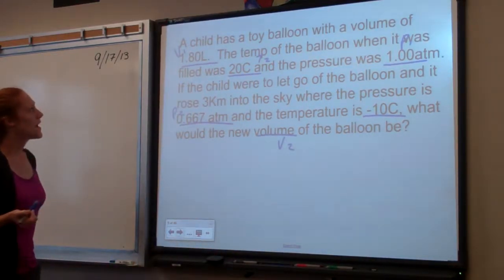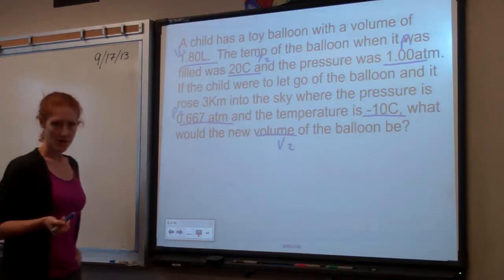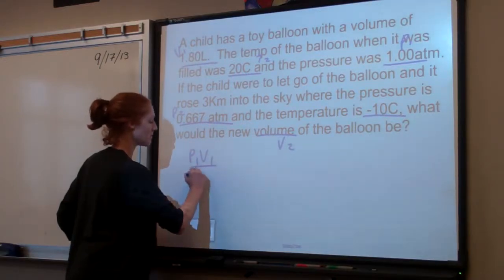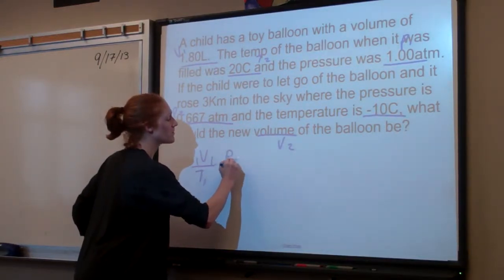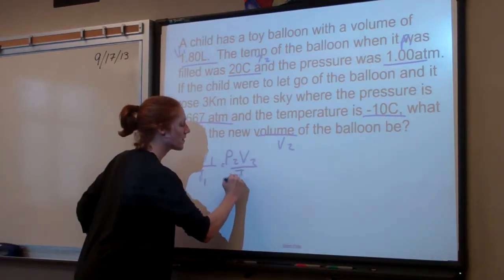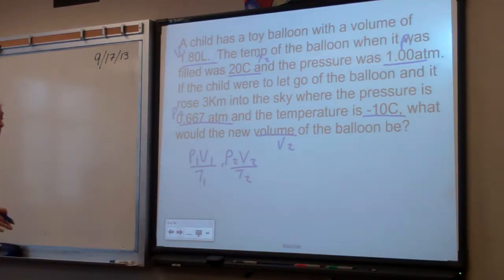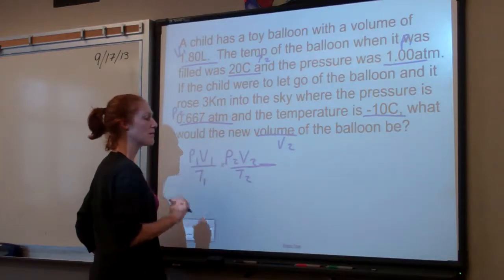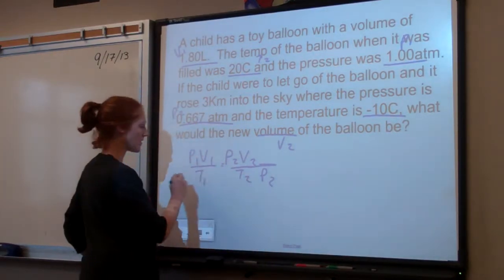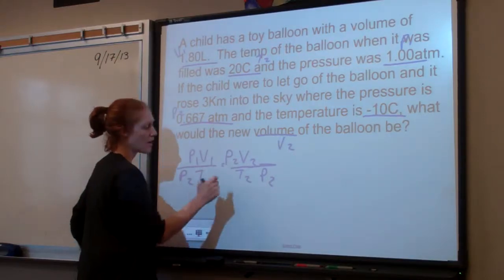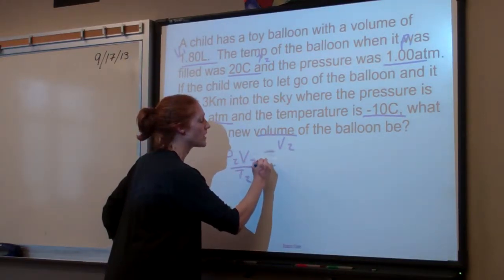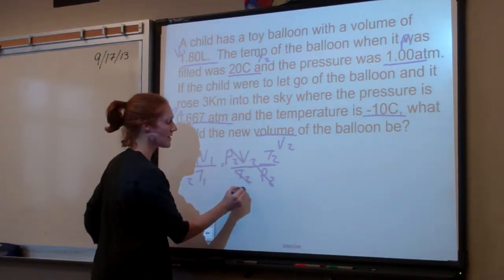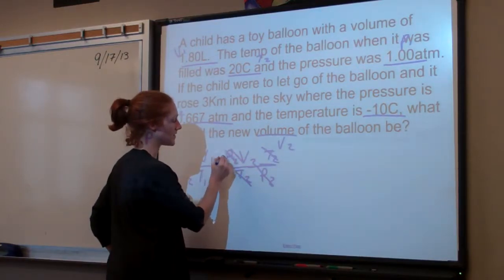Okay, so I have 2 P's, 2 T's, 1 V, and I'm asked for the second V. So I know what equation I'm going to use. It's P1V1 over T1 equals P2V2 over T2. I'm trying to get V2, so I have to undo what's being done to V2 to get it by itself. Right now it's being multiplied by P2, so let's divide by P2 on both sides. It's being divided by T2, so let's multiply by T2 on both sides. The P2s cancel out, the T2s cancel out, and V2 is by itself now.